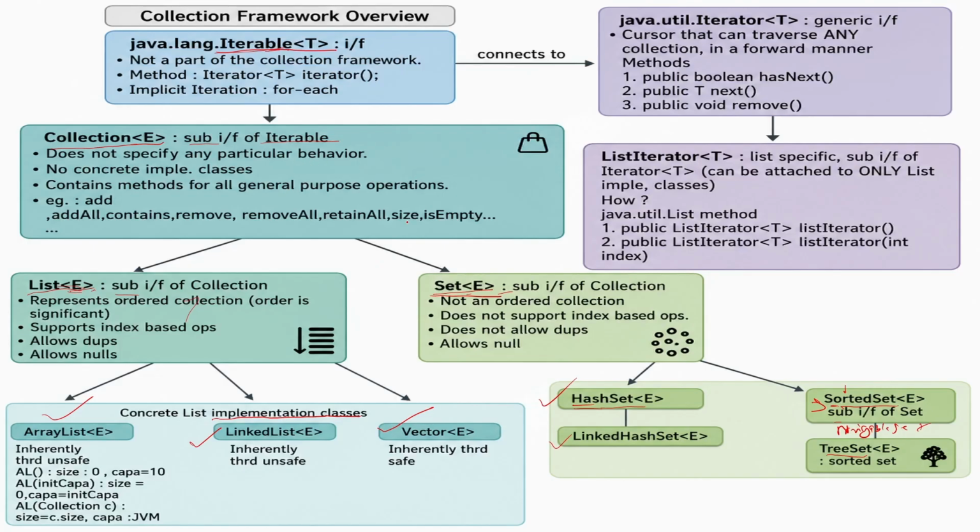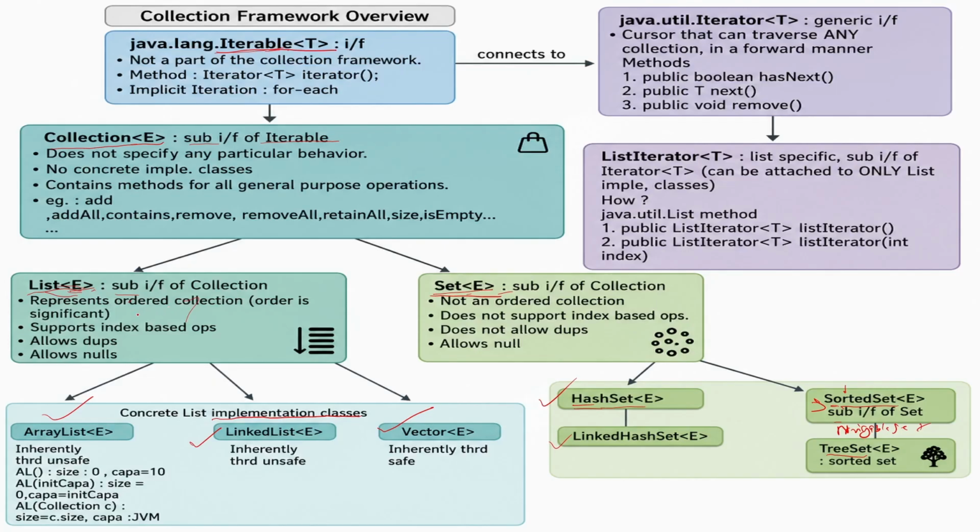Now I will explain this iterator part in later videos. For now I will give you just a brief of list and set. Here this is the list interface. Some basic points I will tell you. List is one type of collection. So what is the functionality of list? List represents an ordered collection.